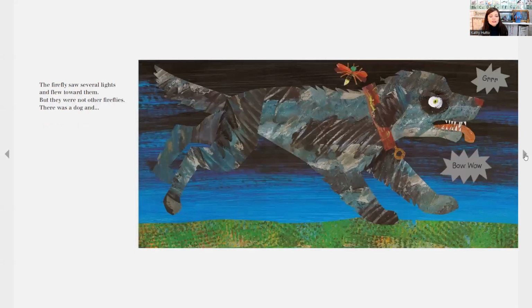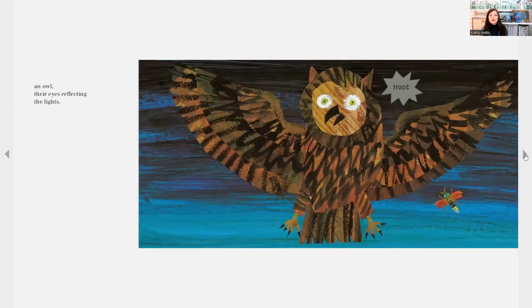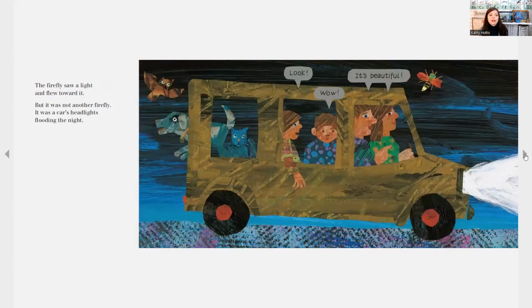The firefly saw several lights and flew toward them, but they were not other fireflies. They were a dog and a cat and an owl, their eyes reflecting the lights. The firefly saw a light and flew toward it, but it was not another firefly. It was a car's headlights flooding the night.